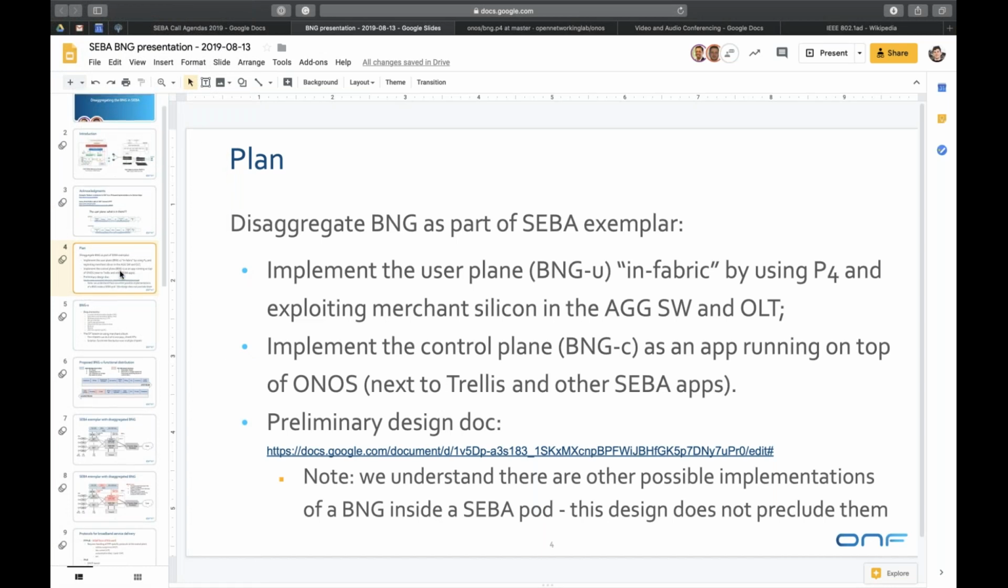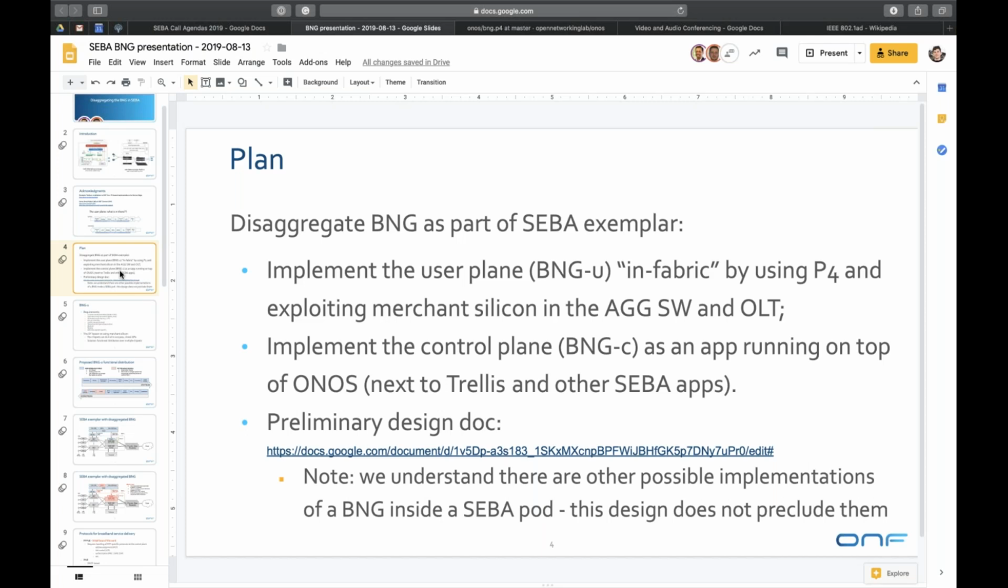So the plan is to disaggregate what is today the external BNG functionality in the SEBA exemplar platform, as part of the SEBA exemplar. The idea is to split the BNG box in two pieces: the BNG user plane, responsible for things like packet processing, and the BNG control plane. The idea is to implement the user plane, also called the BNGU, in Fabric, as part of what before was called the aggregation switch, that now becomes the ASG, aggregation and service gateway, by using P4 and exploiting merchant silicon, in the ASG but also in the OLT. The plan for the control plane is to implement it as an application running on top of ONOS, the same ONOS instance where today we have the Trellis applications and the other SEBA applications running.